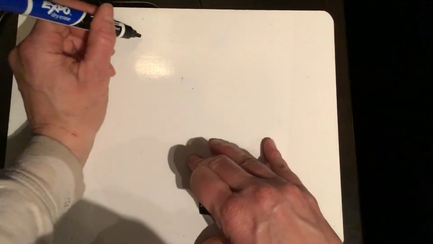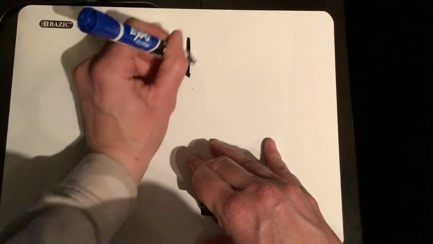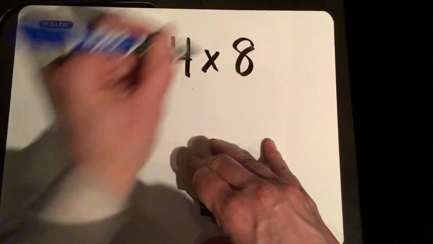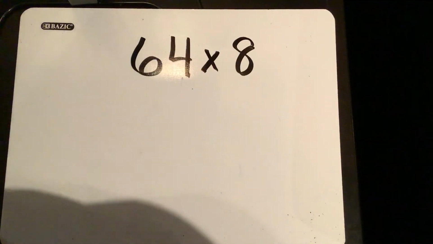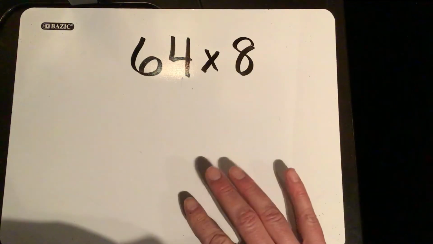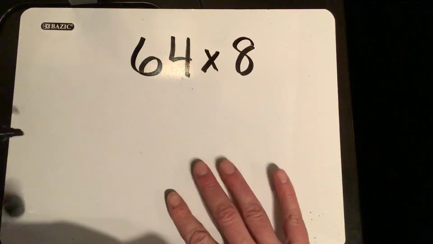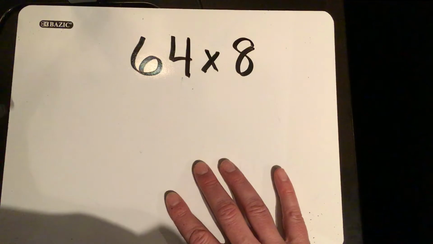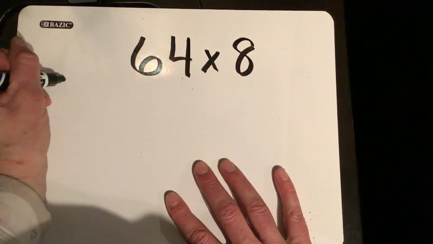So the first one I'm going to try is a 2-digit by a 1-digit. So I'm going to multiply 64 times it by 8. It's called the split strategy because you're going to split one of the numbers, and we're going to split 64. We're going to split it into 60 and 4. Now students are also familiar with brackets. We did lots of practice with brackets in February.